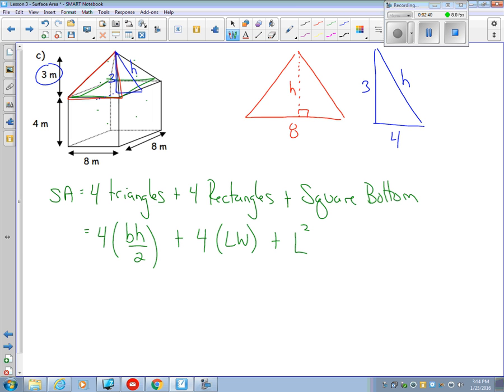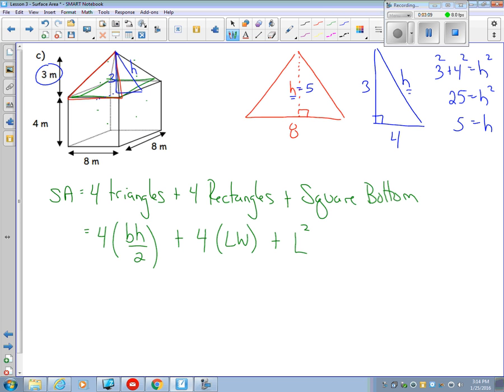Well, that's a right angle triangle. Knowing this height here will allow me to find that height because they're the same. They're just looking at them from different viewpoints. To solve the h, I can use Pythagoras. 3 squared plus 4 squared equals h squared. In my calculator, that's 25. If I square root that, that's 5. So the height of each triangular face is 5.